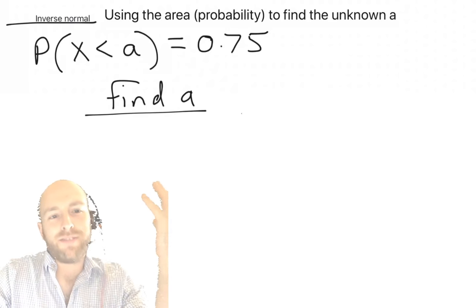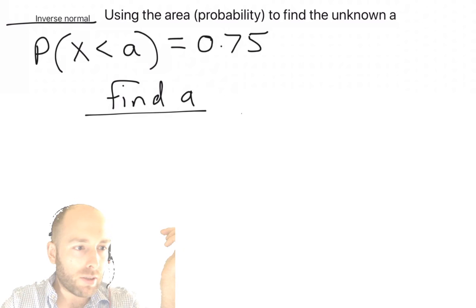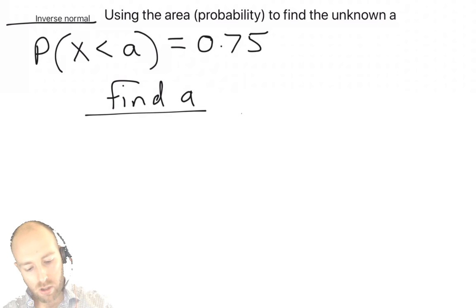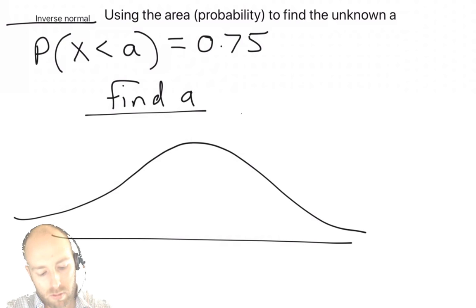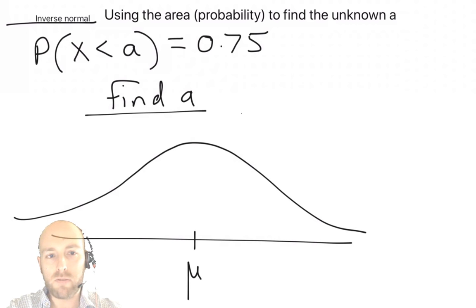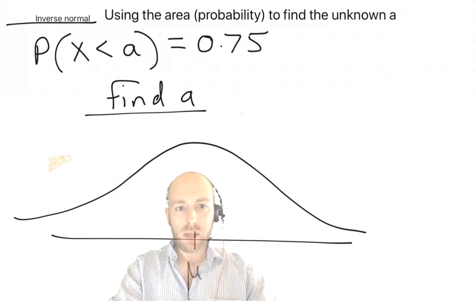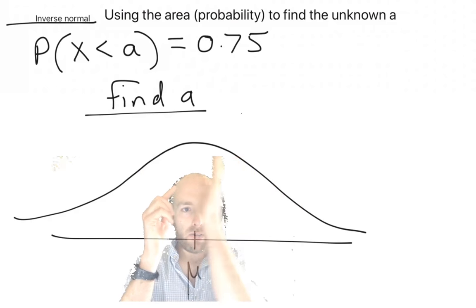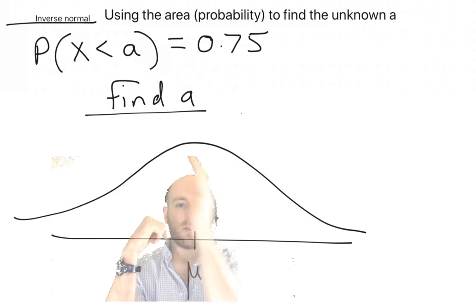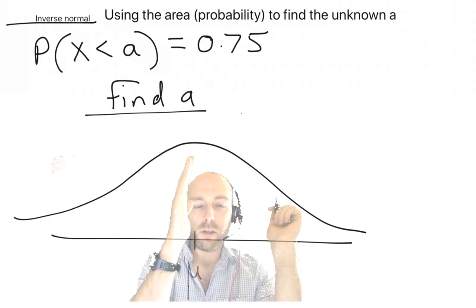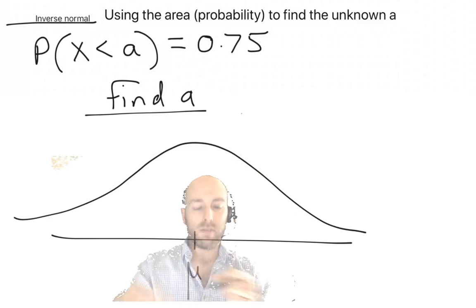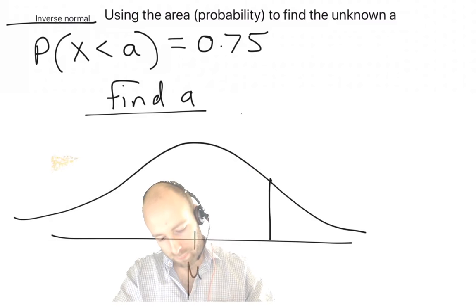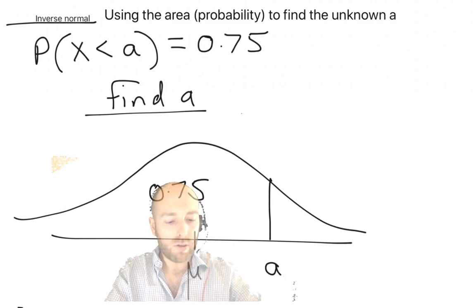So again, sketch it. It's a good way to start these kind of questions. So we're going to draw our sketch. Now the mean's going to be in the middle. If our area is 0.75, where's it going to be? So remember each side is 0.5. So if it's 0.75, we're looking for less than this is 0.75. A must be here for all of this area to be 0.75. So let's draw that in. So that's the bit that we are trying to work out.